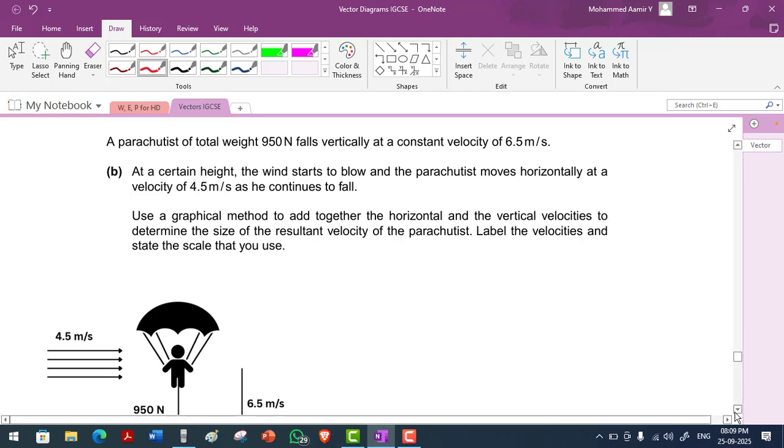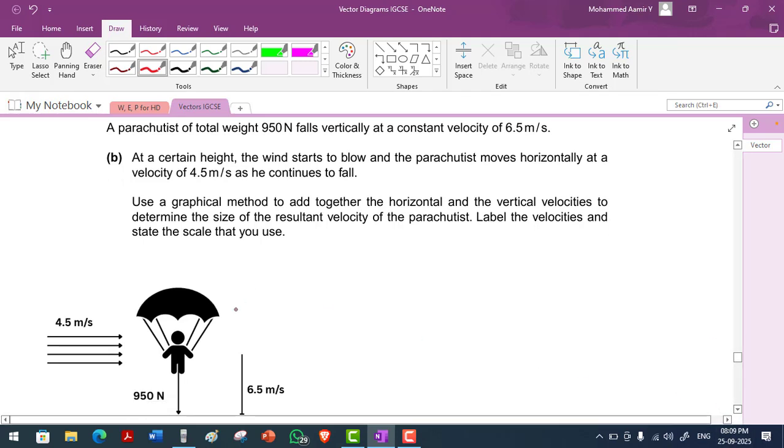Here I have a parachutist who has a weight of 950 newtons and is falling vertically at constant velocity. That means he has reached terminal velocity. At a certain height, the wind starts to blow and moves horizontally at a velocity of 4.5. So this is the wind velocity. He continues to fall at this rate, that is 6.5 meters per second. Use a graphical method to add together the horizontal and vertical velocities to determine the size of the resultant velocity.